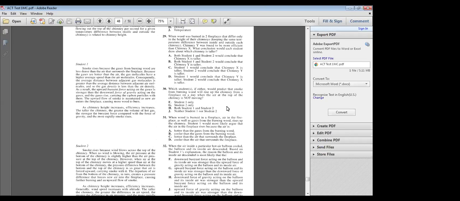All right, which student, if either, would predict that smoke from burning wood will rise up the chimney from a fireplace on a day when the air at the top of the chimney is not moving? F, student 1 only. All right, when wood is burned in a fireplace, air in the fireplace, as well as gases from the burning wood, rises up the chimney. Student 1 would most likely argue that the air in the fireplace rises because the air is hotter than the gases from the burning wood, cooler than the gases from the burning wood, hotter than the air that surrounds the fireplace, or cooler than the air that surrounds the fireplace. C, right, hotter than the air that surrounds the fireplace, because we are talking about the gases from the burning wood.